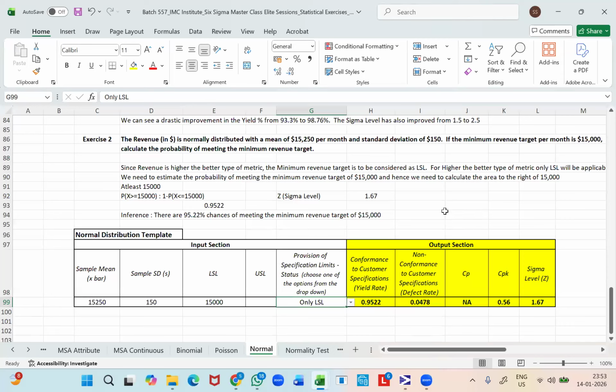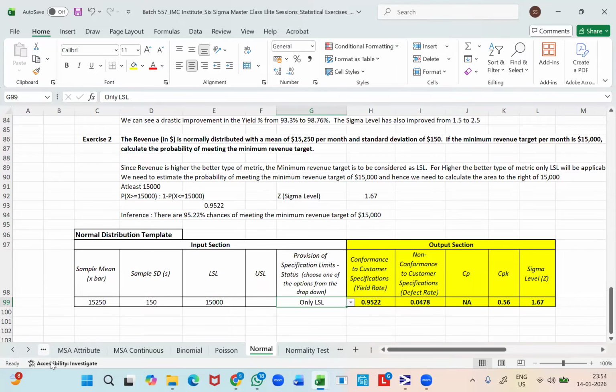So both exercise number 1 and exercise number 2 under normal distribution, you can get problems in the same format in the final assessments as well, right? In fact, exercise number 1 can get multiple problems like that in the final assessment, not just one single problem. You can get multiple exercises pertaining to exercise number 1 in the final assessments, both in the green belt as well as the black belt final assessment. Right? So you can always make use of the template.